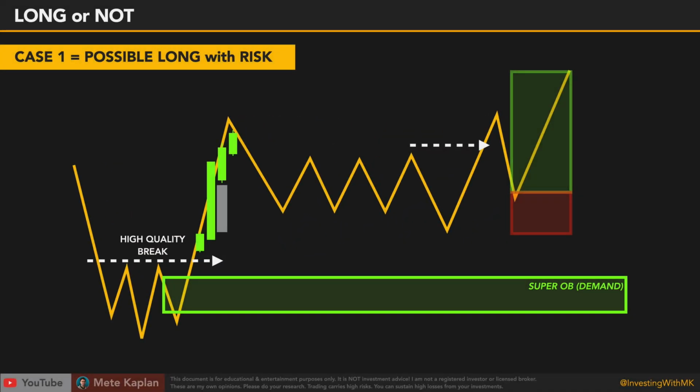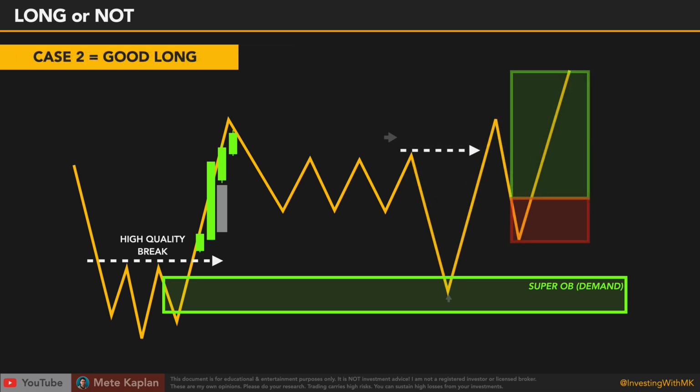Okay, we will look into four different demand zones and how to make decisions based on price movement. Case 1. Now, price makes the market structure break above the demand area without pulling into our demand order block. Can I long this? The answer is yes, possible. However, this will not be the best setup in the world. It comes with risks.